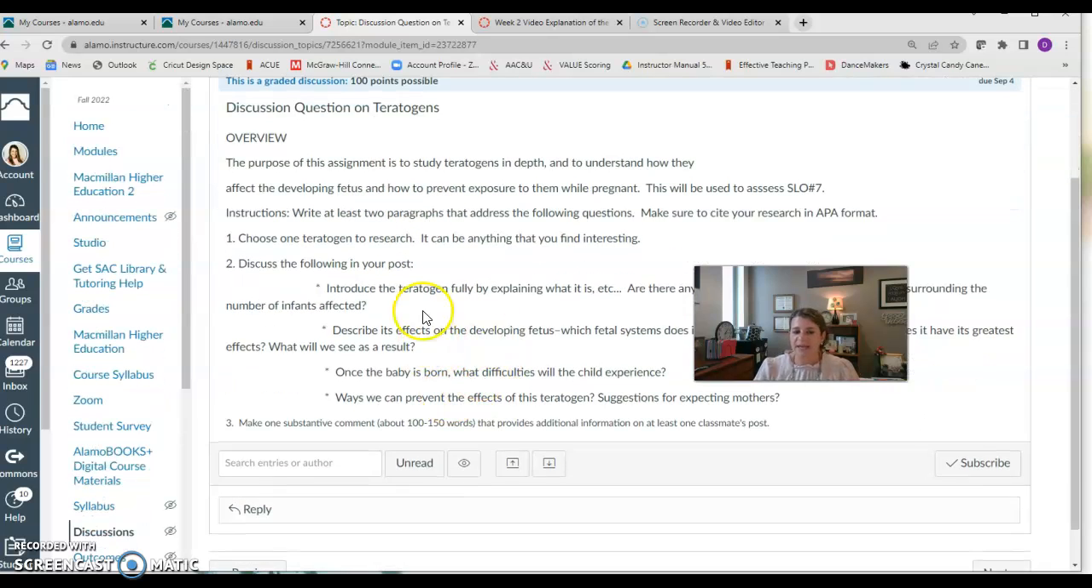So for this week, in prenatal development, in chapter 2, one of the topics we'll learn about are teratogens. That is anything that can cross the placental barrier and potentially harm the fetus.